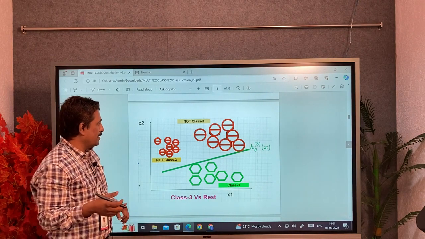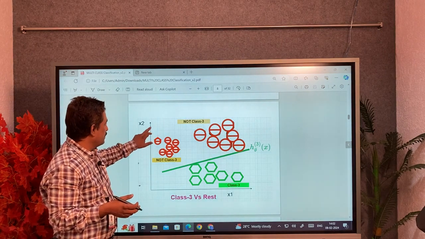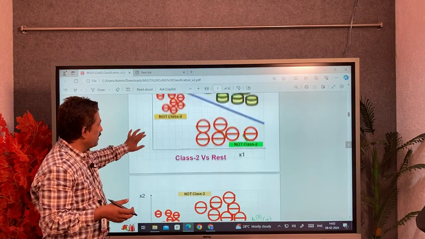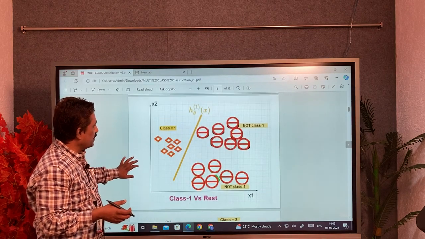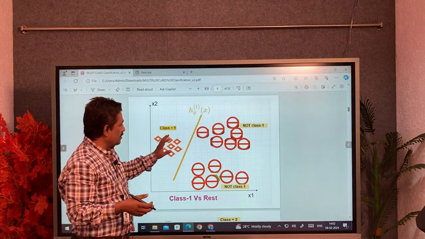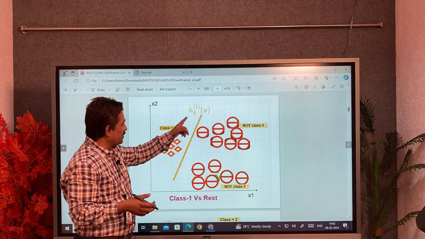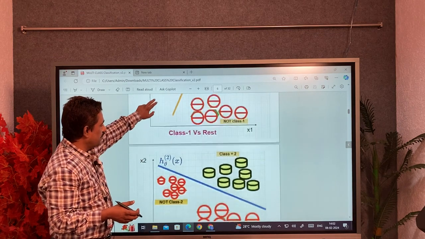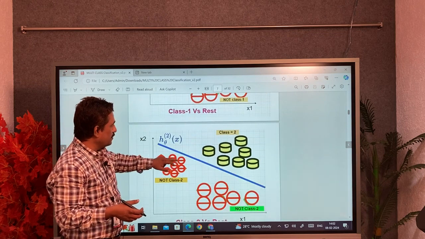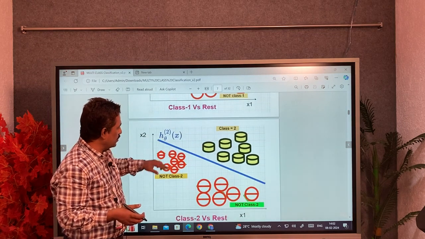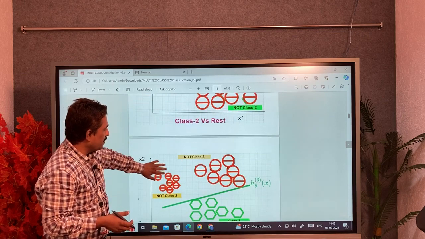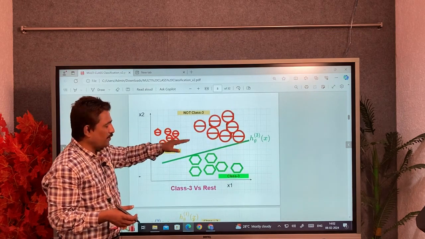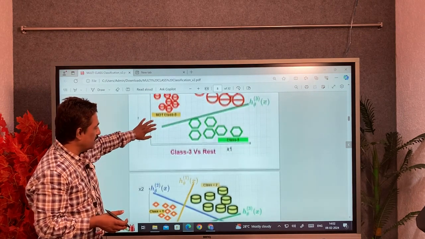So, what we have to learn? Because there are 3 classes, we have to learn 3 hypothesis functions that separate class 1 versus not class 1, that is H1, and class 2 versus the remaining, that is H2. Similarly, class 3 versus the remaining. Okay, so we have learned 3 decision boundaries, H1, H2, H3.